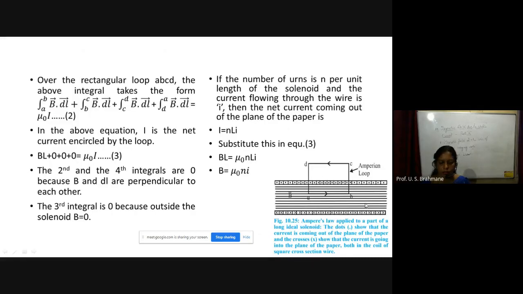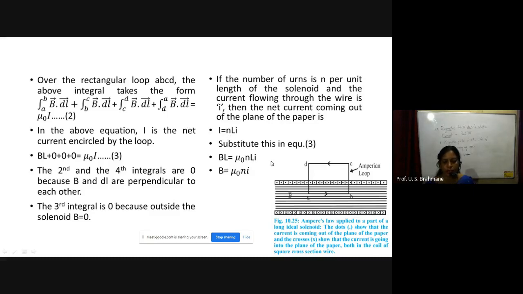Now see here, I told you. It is taken like this. So Ampere's law is applied here for an ideal solenoid. You can see that this is the Amperian loop A, B, C, D, A. So this becomes the loop. Over the rectangular loop A, B, C, D, the above integration takes the form like this.